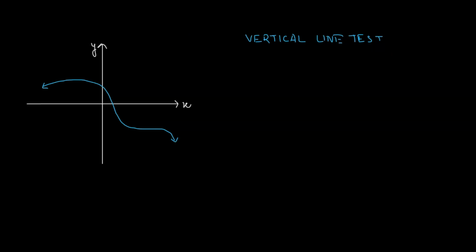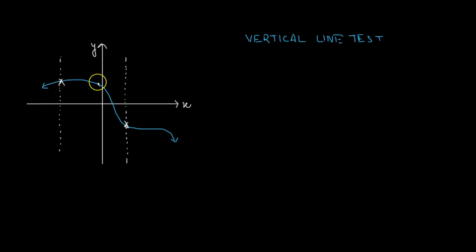All we have to do is draw some random vertical lines, and we need to check whether this particular vertical line crosses the graph at exactly 1 point. So here we see that it is crossing the graph at exactly 1 point. Let's draw some other vertical lines as well. So this particular vertical line is intersecting the graph at a single point.